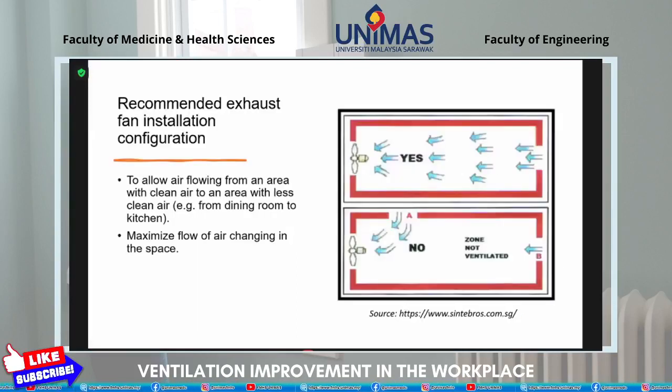And then some guidance for installing exhaust fans, like Prof. Anselm mentioned just now, to avoid short circuiting. As best as possible, install the exhaust fan as far away as possible from other openings. For example, in this case, this is a better way because it is a cross ventilation. The opening is on this side, and the exhaust is on this side, so the air can roughly be a displacement air movement.